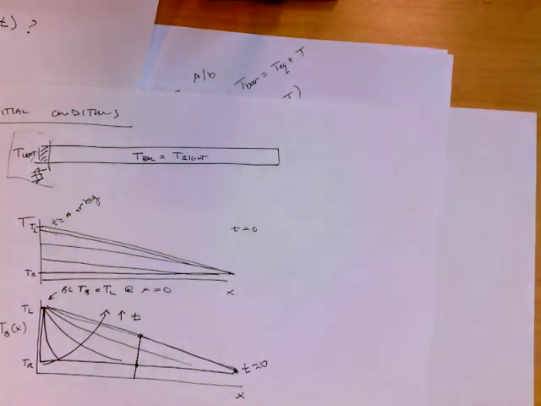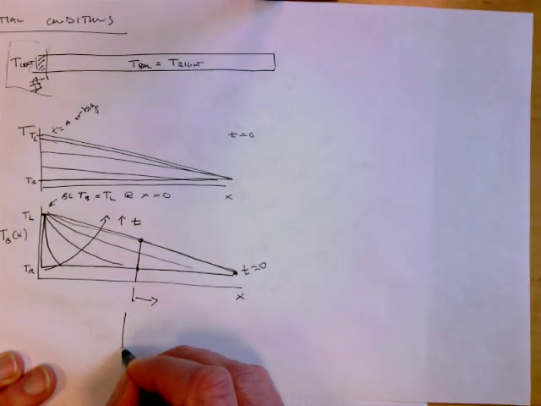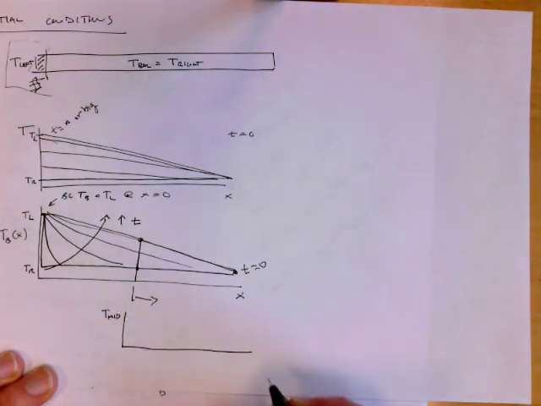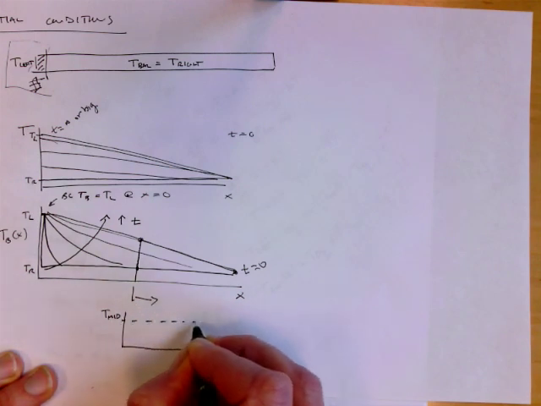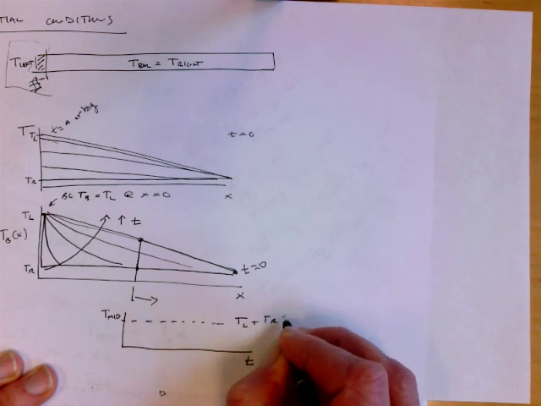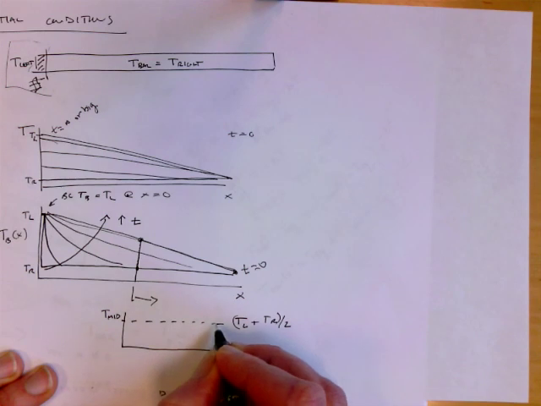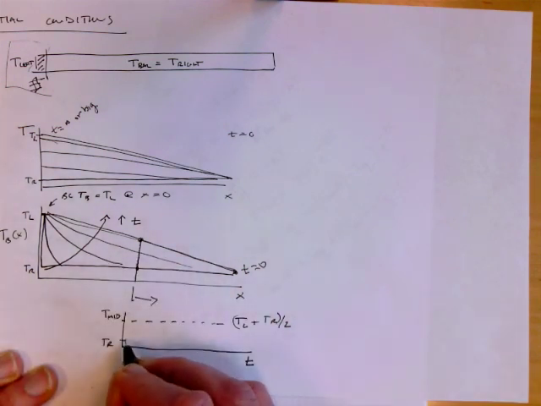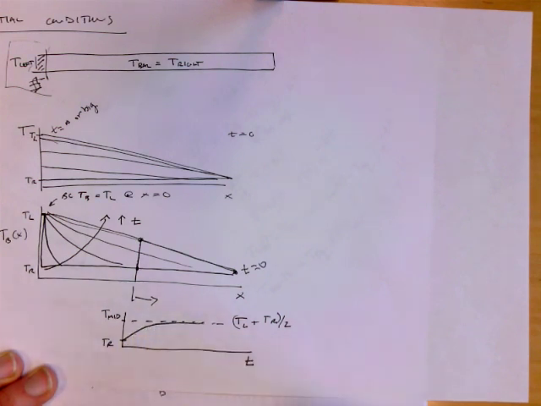So if I were to actually take that cut, let's cut at that point, and instead of plotting temperature versus position, I'm going to plot T middle versus time. So my final equilibrium value here, we already figured out, was T left plus T right over 2. And it's going to exponentially approach that. It starts at T right because the bar was initially at T right, and it rises and exponentially approaches that.